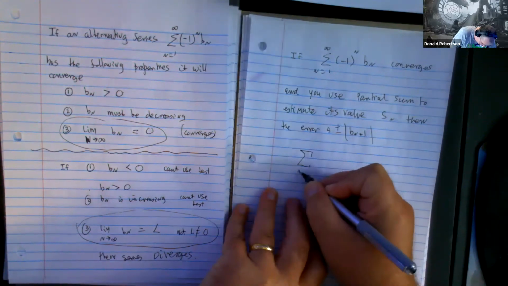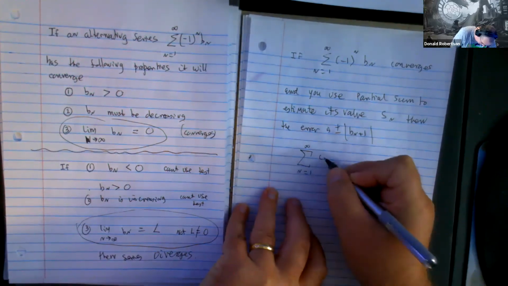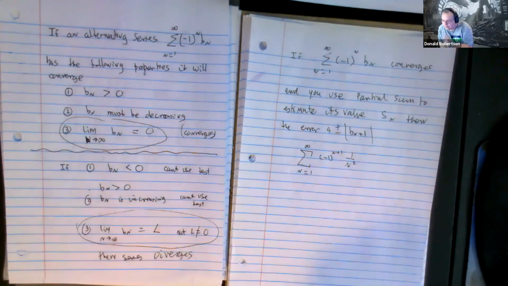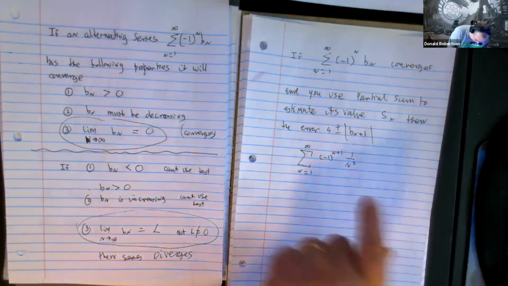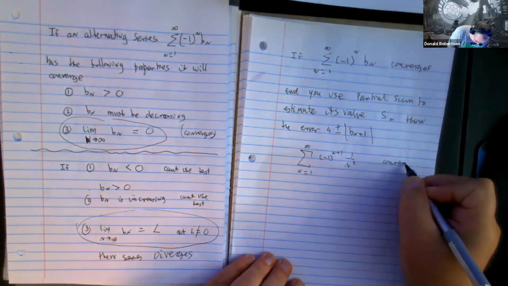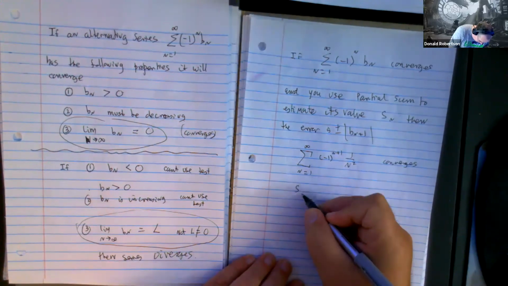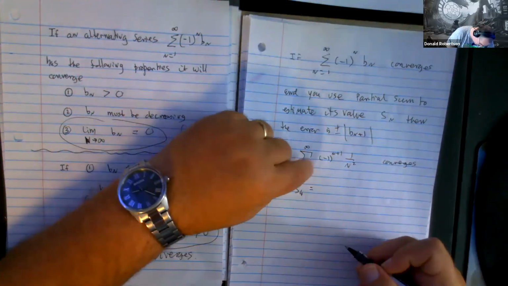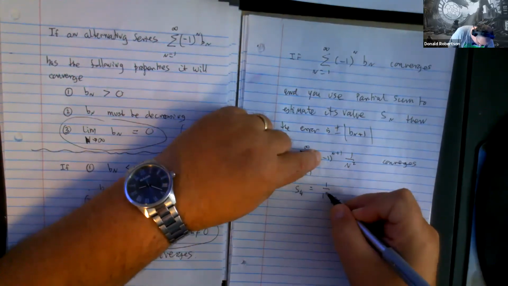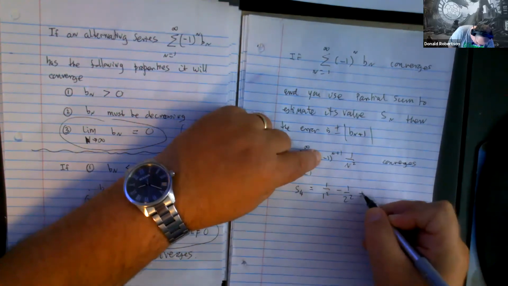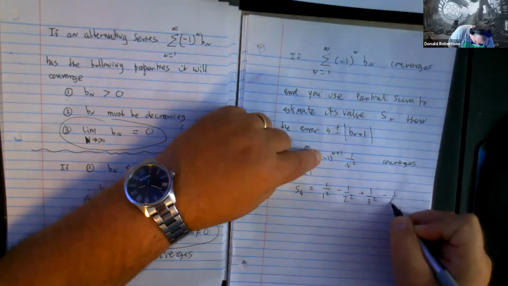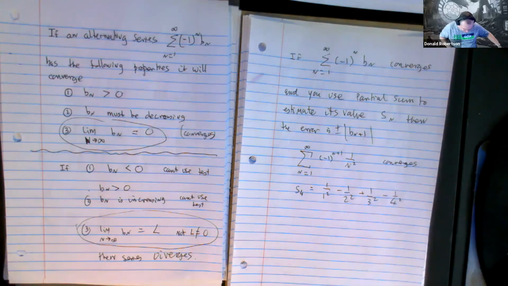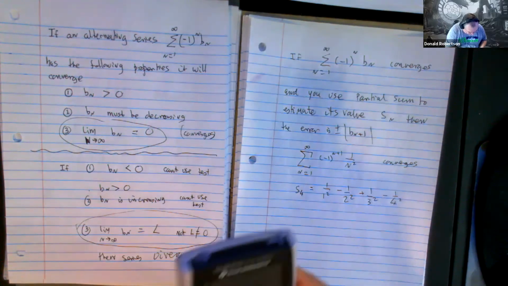Suppose we were going to do this one. Now I know it converges, trust me. Suppose I decide to use S4 to estimate what it converges to. Let's see what S4 is. Plug in 1 and you get 1 over 1 squared, take away 1 over 2 squared, plus 1 over 3 squared, take away 1 over 4 squared. Are you all happy that that's what S4 looks like, the first 4 terms? So I'm going to go to my calculator and find out what that is.